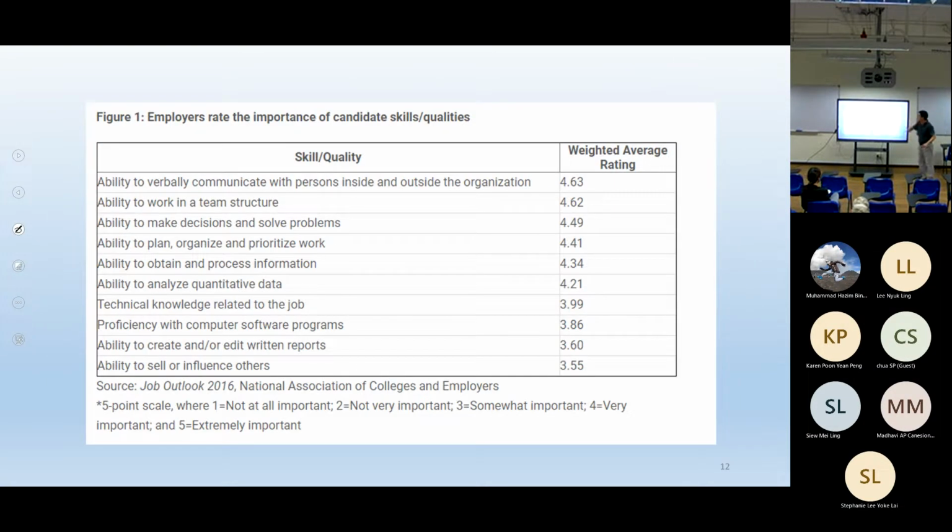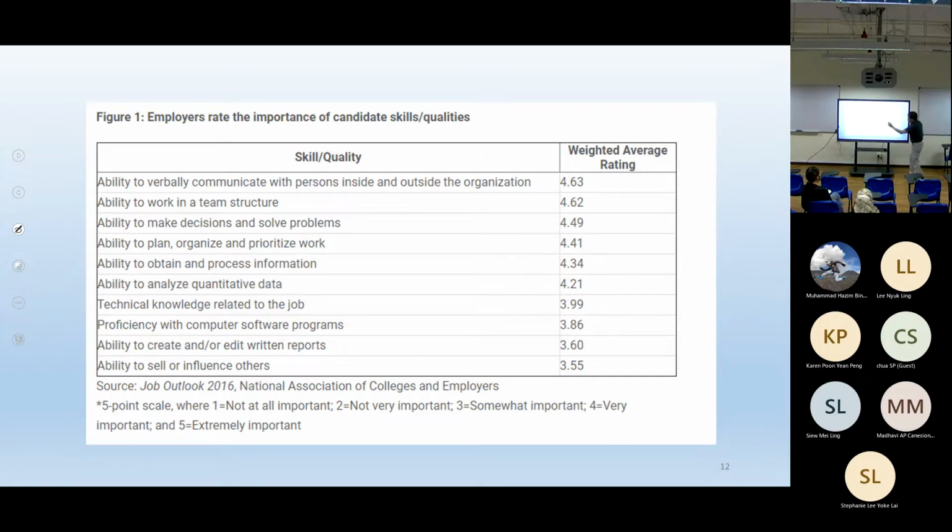So, employers rate the importance of candidates. So this statistics was a few years old already. I want to put a caveat here. I know it's above the 5 years requirement for research data. But you see, what is important is what employers want even during that?